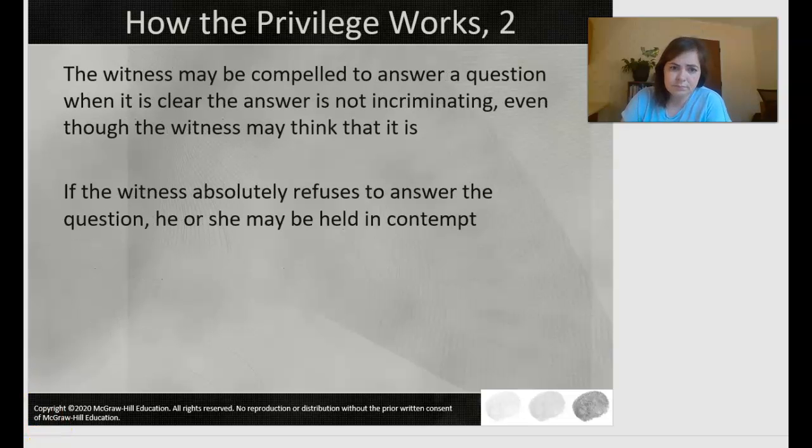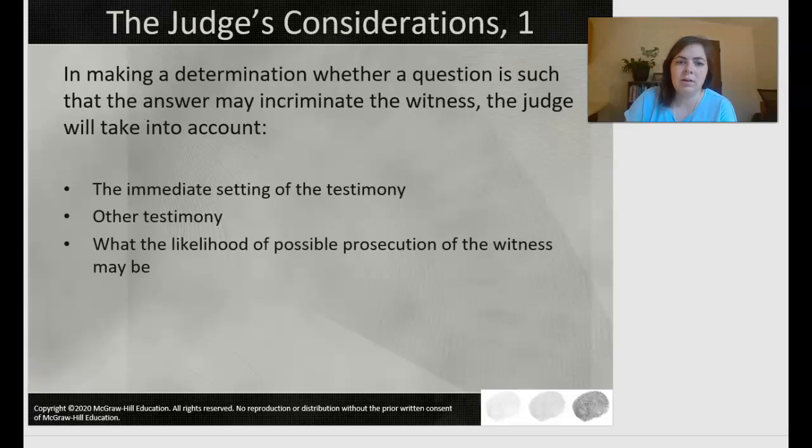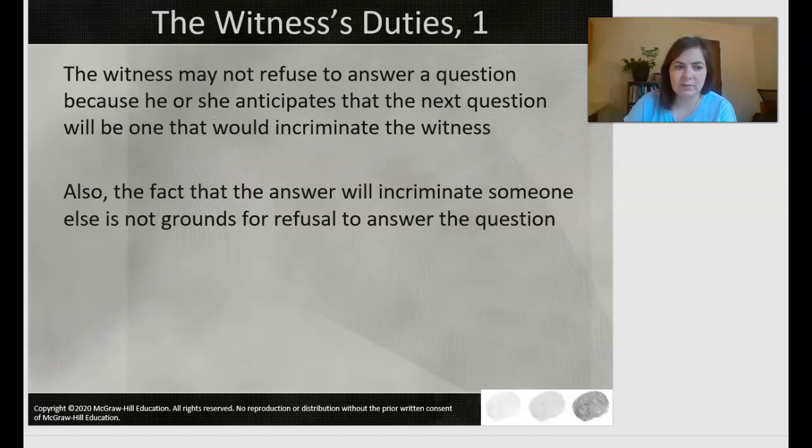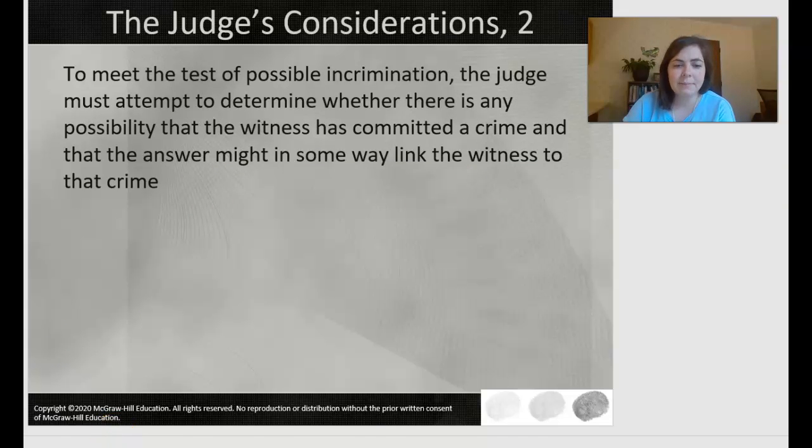So if a judge rules that the answer does not incriminate a witness and they refuse, then they can be held in contempt of court. And judges will look at the setting of the testimony, what other testimony exists, and the likelihood of possible prosecution as they're making these decisions. If the witness is connected to a crime or linked to a crime, then the judge should rule in favor of the privilege. All right, I'm going to pause this video.